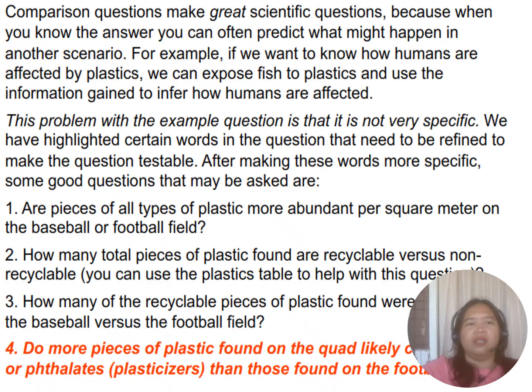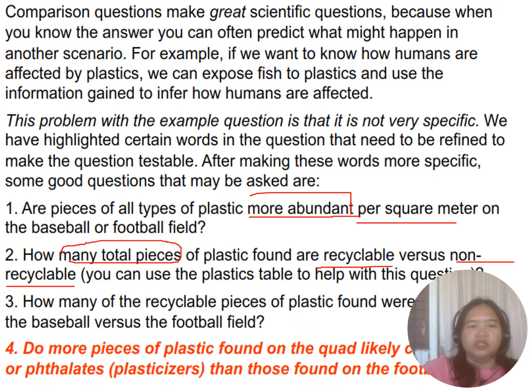So you can rewrite this question like: are pieces of all types of plastic more abundant? So you can measure per square meter. How many total pieces of plastics found are recyclable versus non-recyclable? So your dependent variable should be measurable. Meaning you can count, you can measure through a ruler, weighing scale, or a stopwatch, anything, or a thermometer. So you have to think that your dependent variable should be measurable.